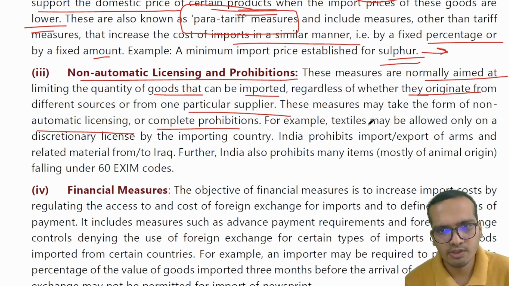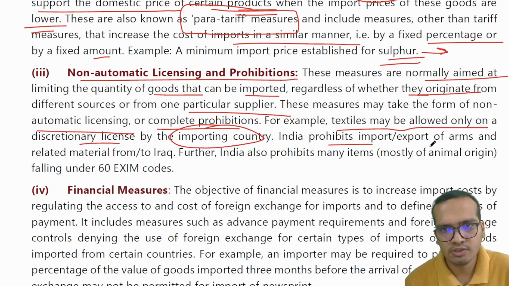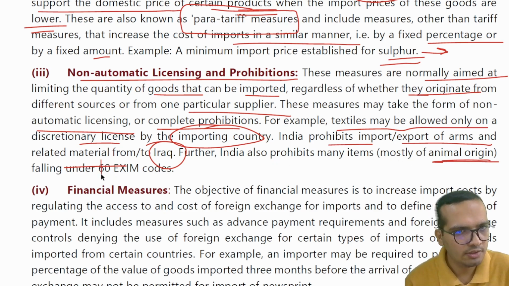For example, textiles may be allowed only on a discretionary license by an importing country. India prohibits import or export of arms and related material to or for Iraq. Further, India also prohibits many items, mostly of animal origin, falling under 60 EXIM codes. Each specific code has a list in the EXIM, you can google it.